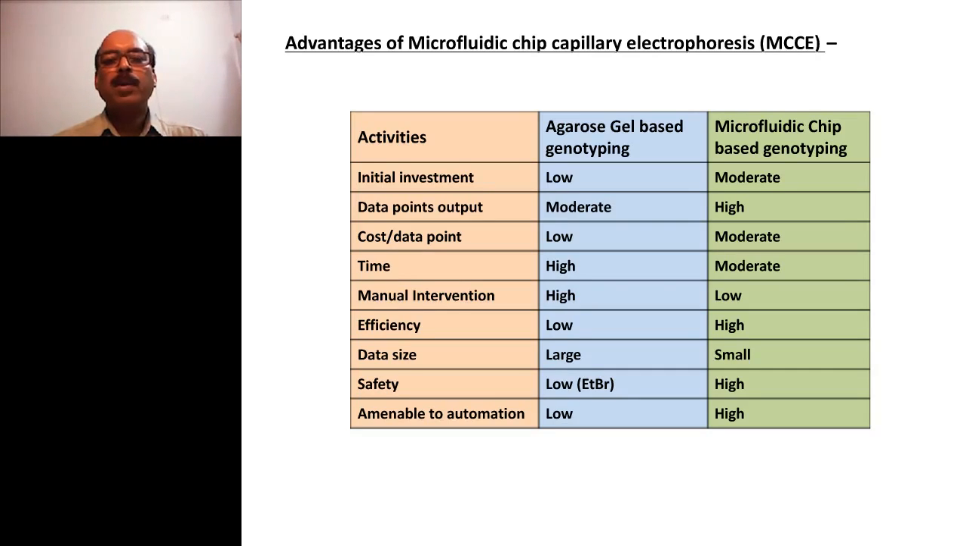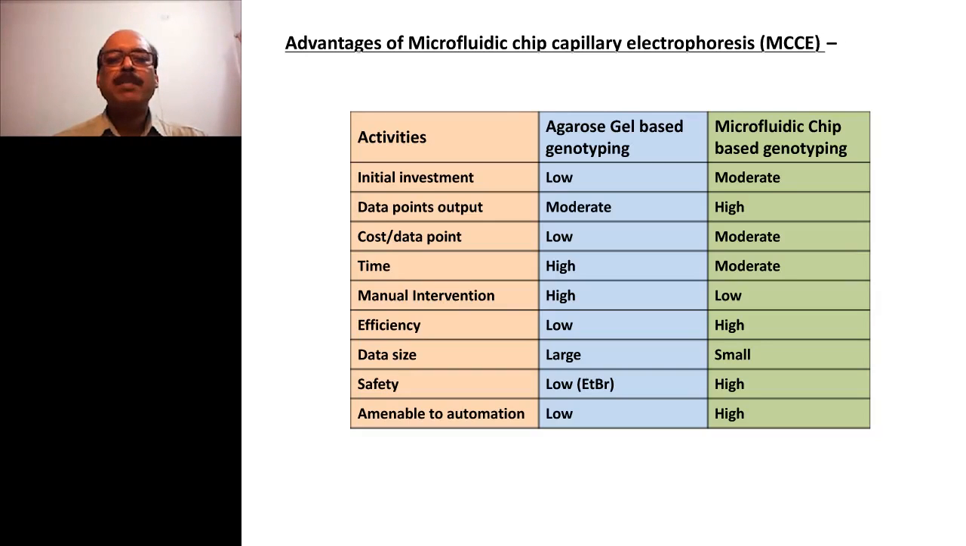Cost per data point is low in the case of agarose, and it is moderately high here, but it very well gets compensated by the efficiency of the whole system. Of course, if you look at the time, agarose takes a longer time compared to this kind of system. Manual intervention over here is minimal. You put the plate in the system and switch it on, and you can go and have a cup of coffee, or do something else, more important things to handle.